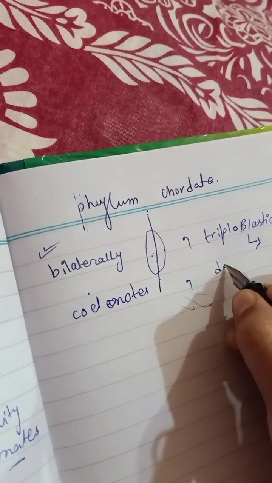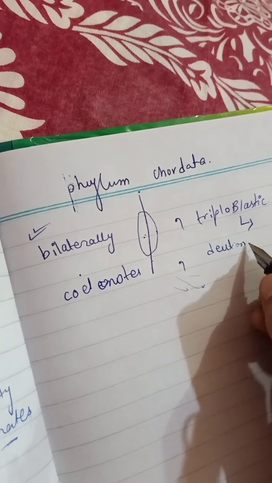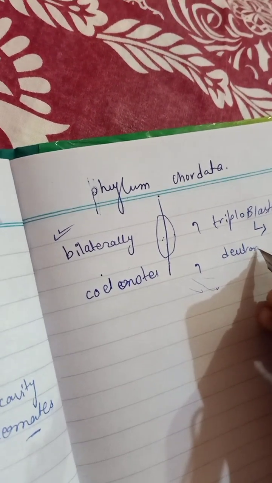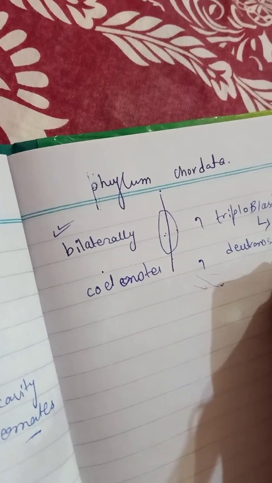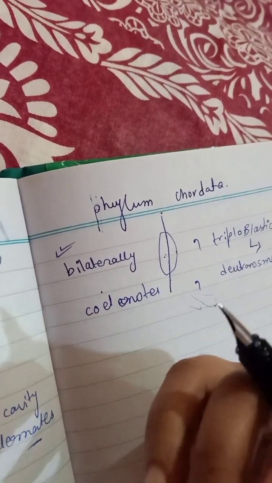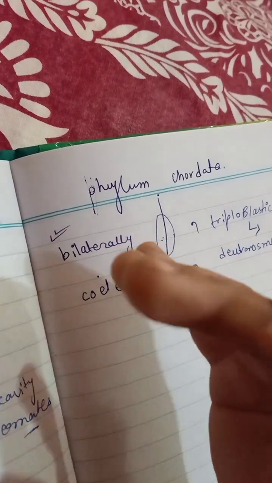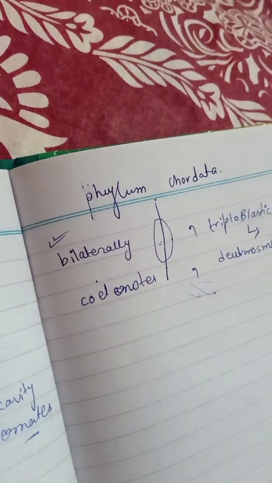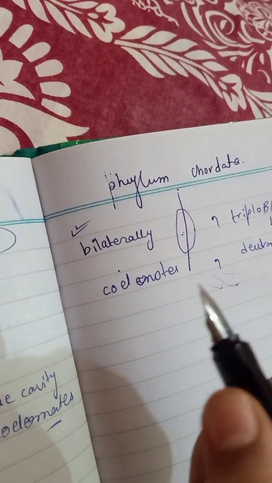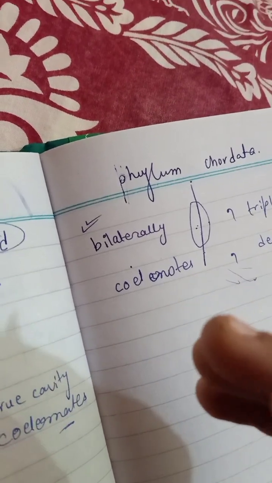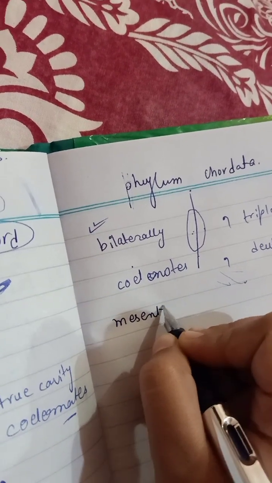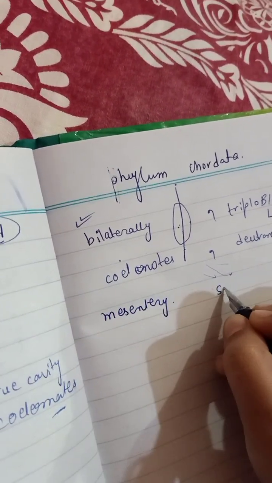And they are deuterostomes, which means that after the embryo stage, the mouth develops first, then the anus is formed. They have a complete digestive tract with the mouth and the anus. They have internal organs within the coelomic cavity, and in the cavity there is a thin membranous tissue called the mesentery. And they reproduce sexually.